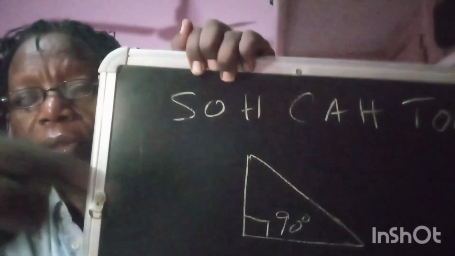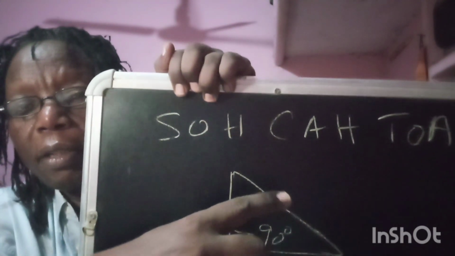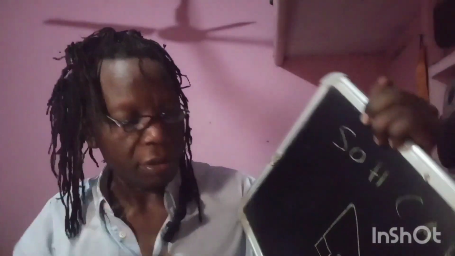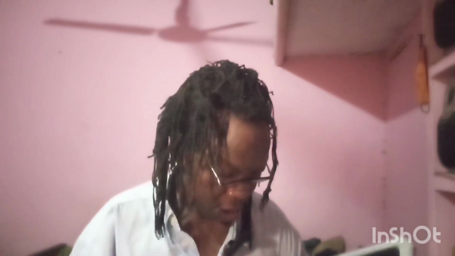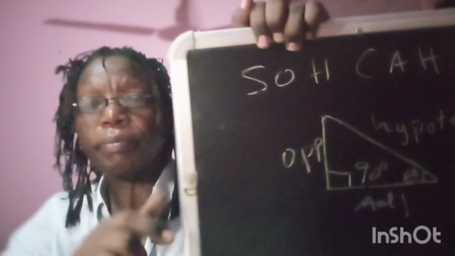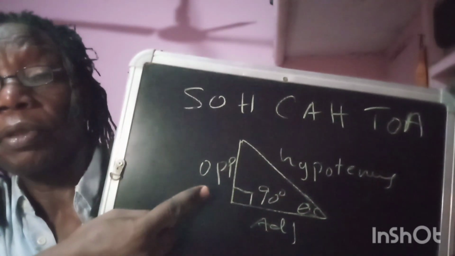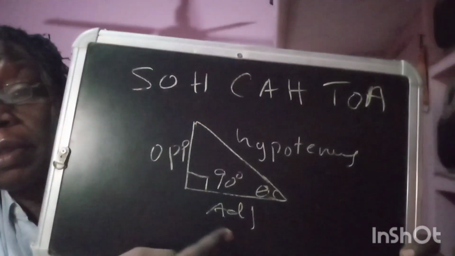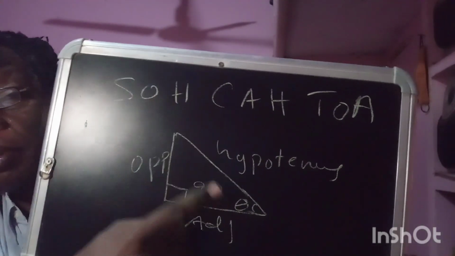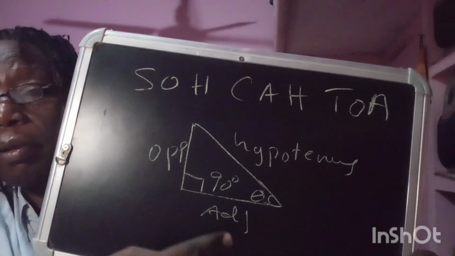Now, this side, let me write and show you. Hypotenuse, adjacent, opposite to angle theta. So angle theta would be here. So I've written this stuff. You can see this is opposite and adjacent, and that is hypotenuse. Hypotenuse is the longest side of the triangle.